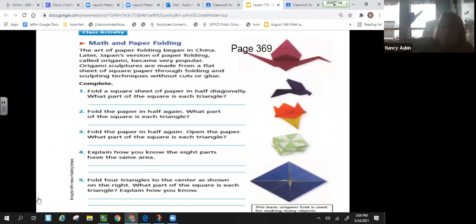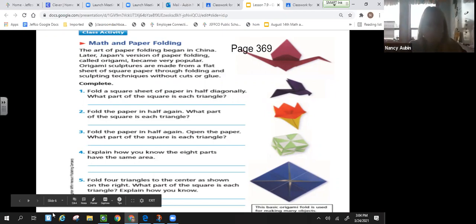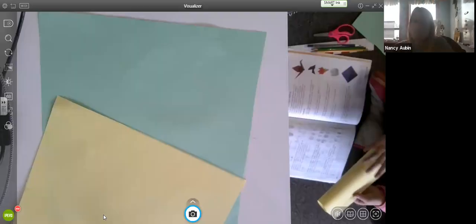So the first direction, and you have this in your book, says to fold, and let's take our yellow if we're in person, a square sheet of paper in half diagonally. So, Astria, what do you think that means? If I'm going to fold this diagonally, what does that mean?